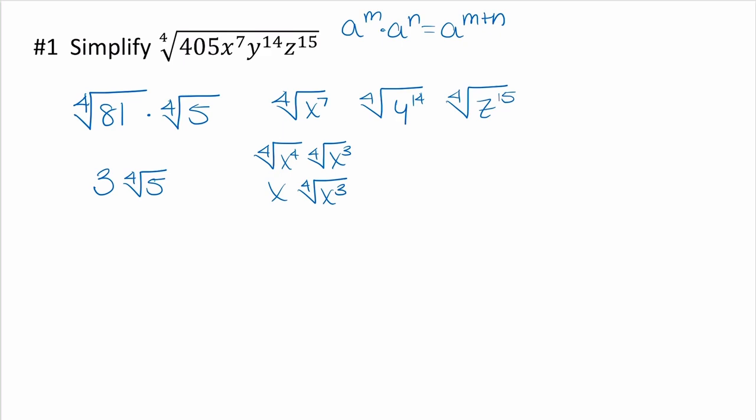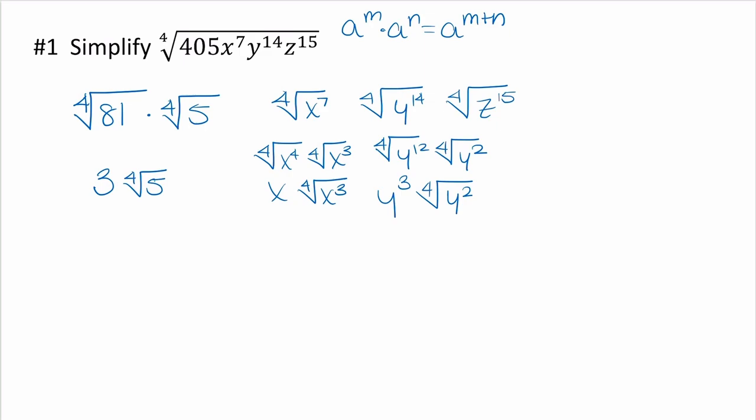Now let's go to the y. The biggest number divisible by 4 that's less than 14 is going to be 12. So we can rewrite this as the fourth root of y to the 12th times the fourth root of y squared. So the fourth root of y to the 12th is just 12 divided by 4, so that's y cubed. And then we have the fourth root of y squared.